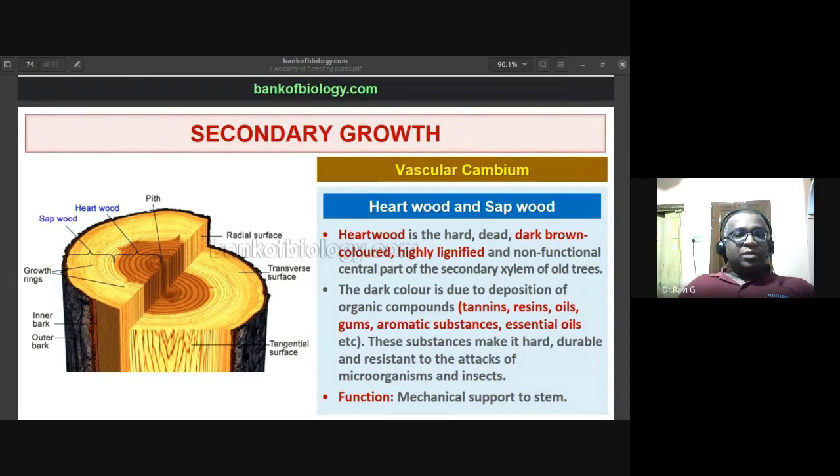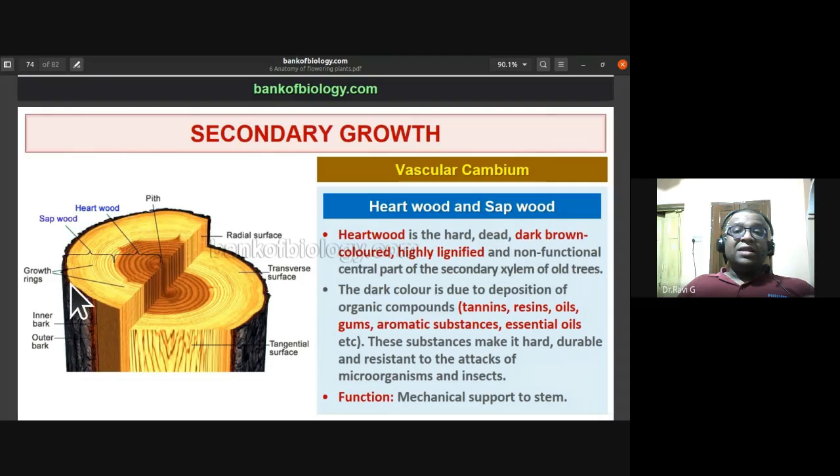See, there is heartwood and sapwood. You have to know the differences between heartwood and sapwood. Heartwood is also called duramen. Sapwood is called alburnum. So that is the first thing that you have to know, the other names of heartwood and sapwood.